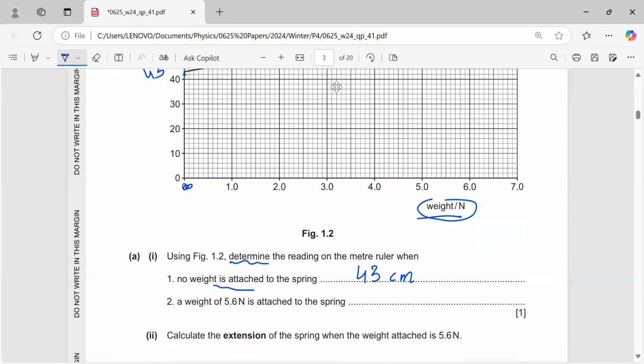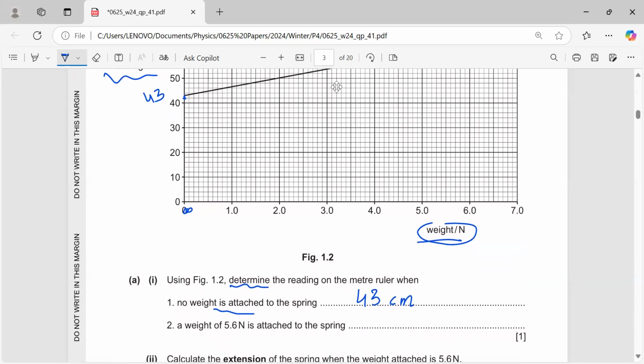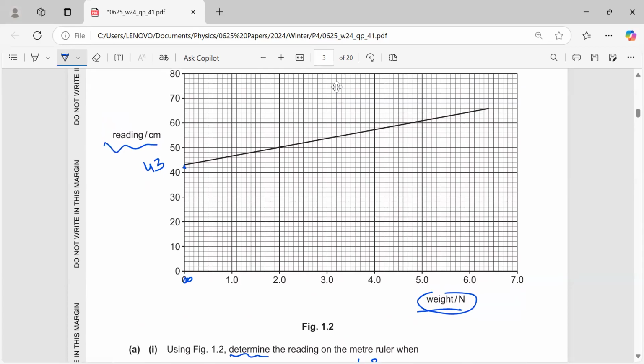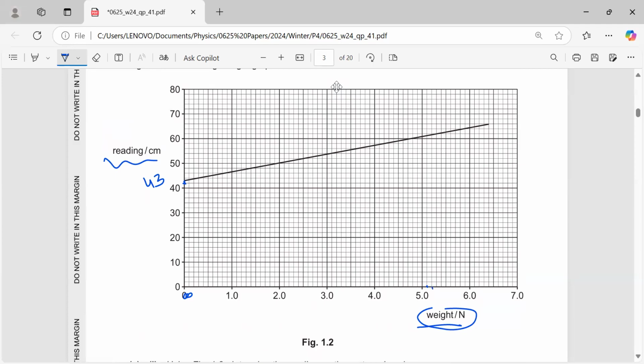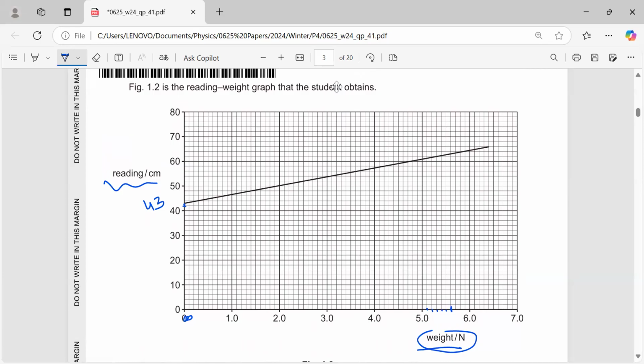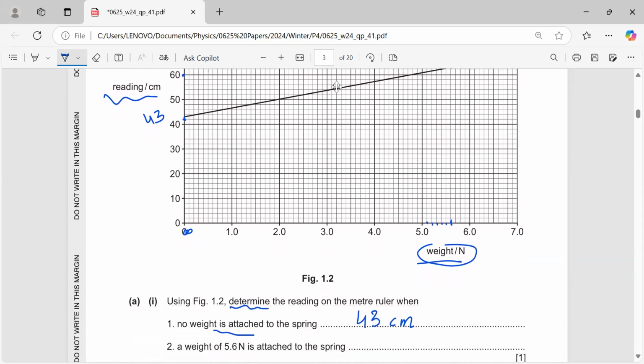The next is a weight of 5.6 Newton attached to the spring. You will notice that the sixth line comes at this point. It's again a 1.5 box, and the reading here will be 63. So 63 is the answer for it.